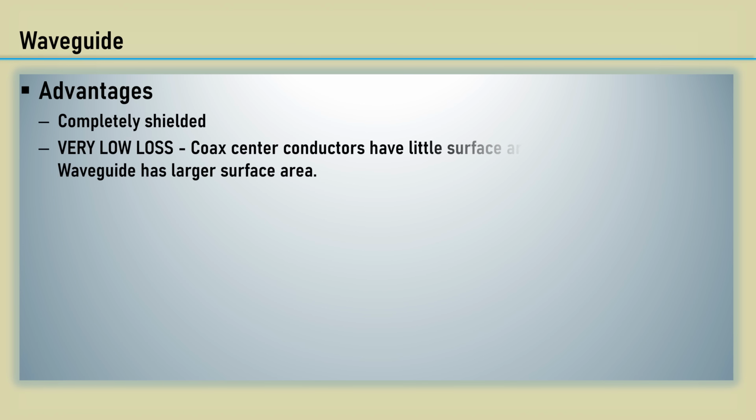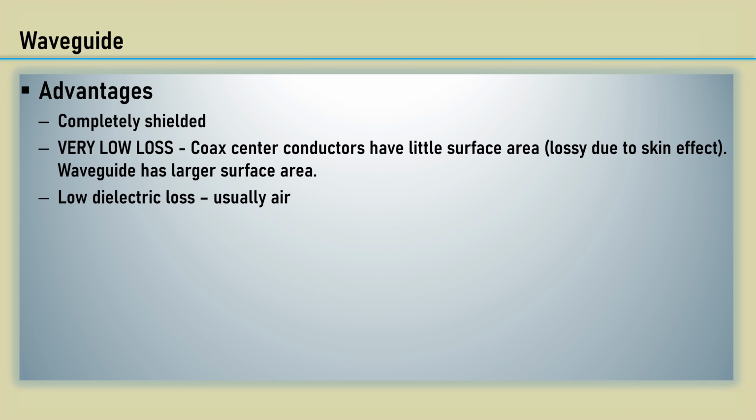There are many advantages to using waveguide. First of all, it's completely shielded. However, care must be taken in selecting the right waveguide parts for flange connections. Waveguide is the lowest loss method of transmission for RF energy. Coaxial cable center conductors have very little surface area, so they are lossy due to skin effect. Waveguide has a large surface area for high conductance. Waveguide also has a low dielectric loss, as the dielectric is usually air.